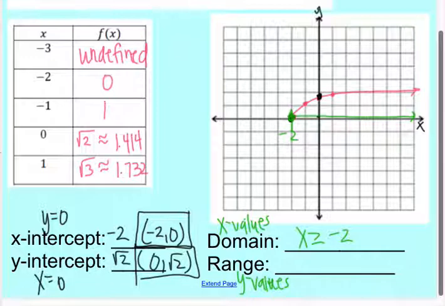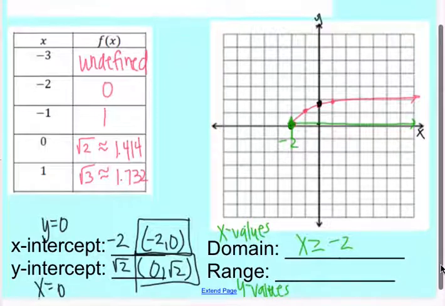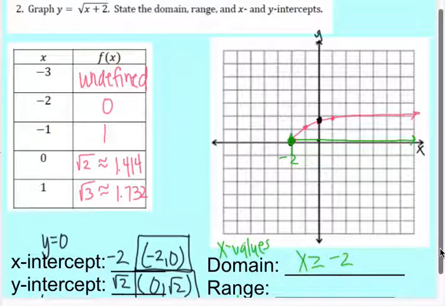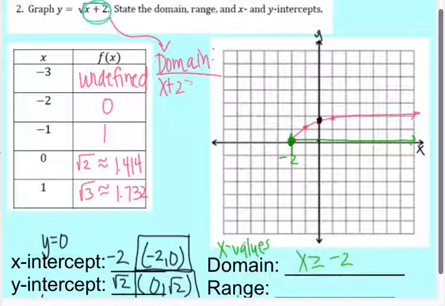Algebraically, we can look at where this came from. If you look at our equation, it was the square root of x plus 2. Well, I know that when I take a square root, this has to be either 0 or bigger than 0. So one way to find your domain is to take what's underneath the square root sign and say it has to be greater than or equal to 0, and then solve. X is greater than or equal to -2. That is what we got down here.